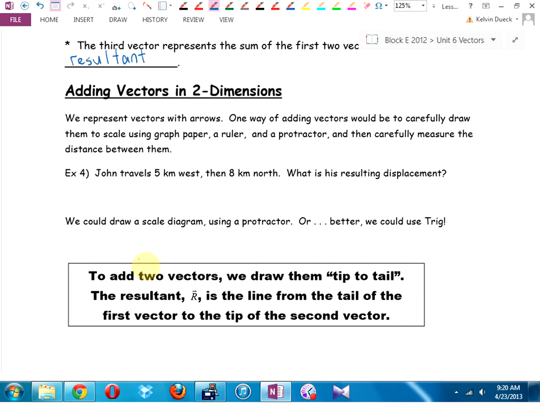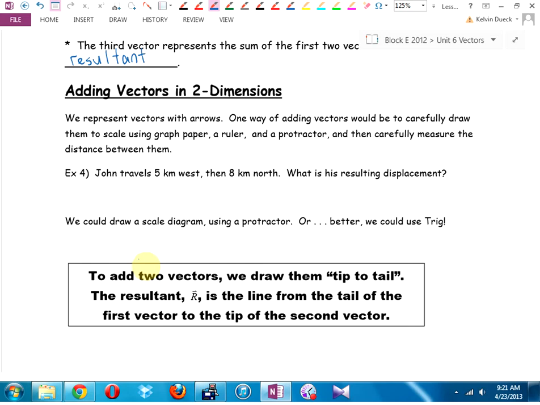Here it is, in huge bold font, in a box. This is the most important rule for vectors. To add two vectors together, we draw them tip to tail. The resultant, which I usually label with a capital R, is the line from the tail of the first vector to the tip of the second vector. How do we add two vectors together? We draw them tip to tail.